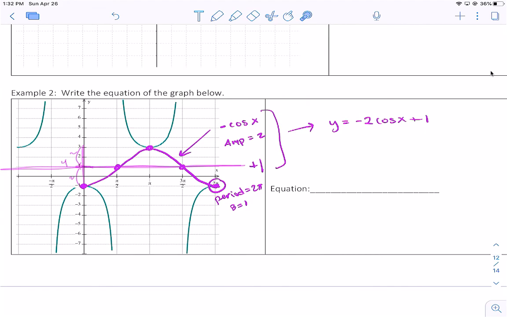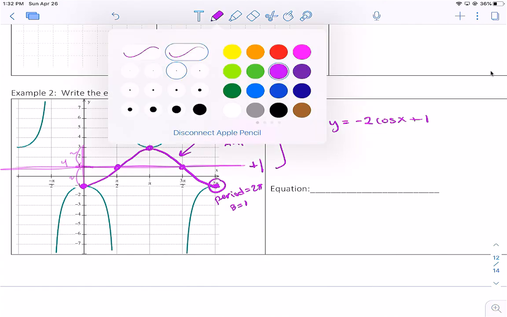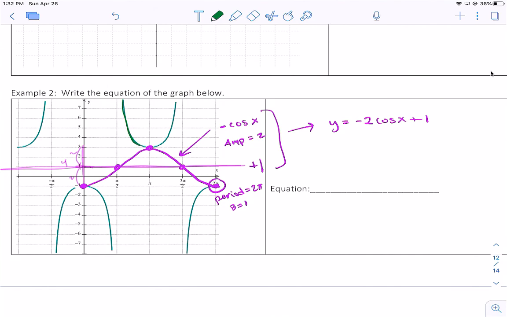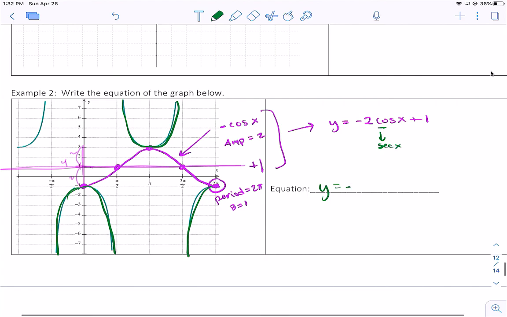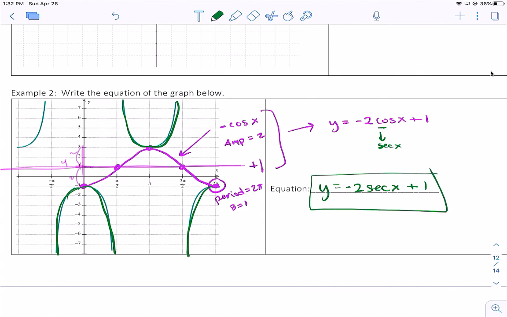So again, the negative because it's an upside down cosine, 2 because it's the amplitude, nothing is multiplying the x because it has its normal period, and the +1 because we shifted the graph up 1. That's the graph of the purple function. We want the graph of this green function, which is just all of these parabolas opening up and down. So the only difference is instead of cosine, cosine switches to secant. Everything else stays the same. So it's -2 secant of x plus 1. And that's it.